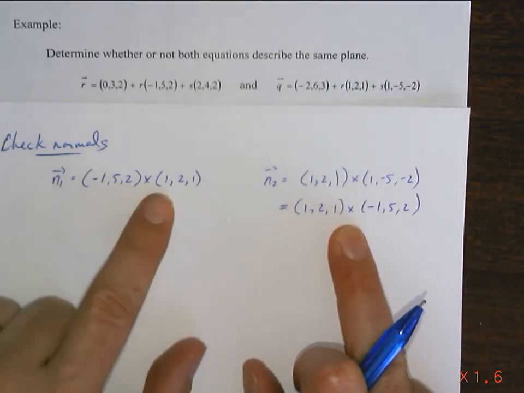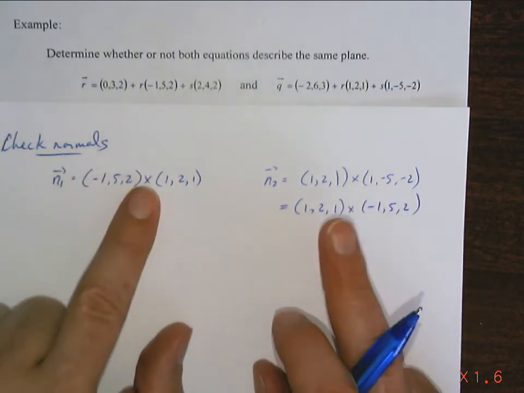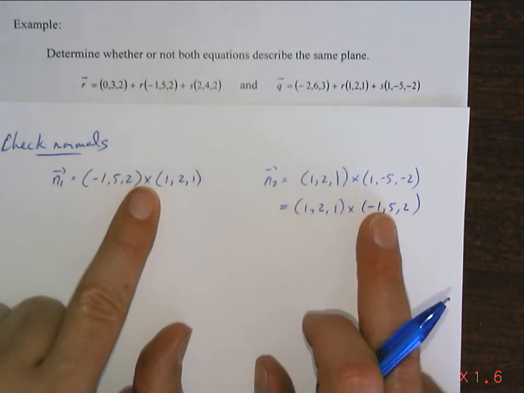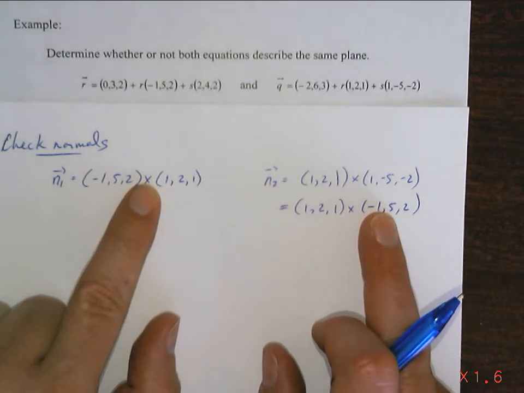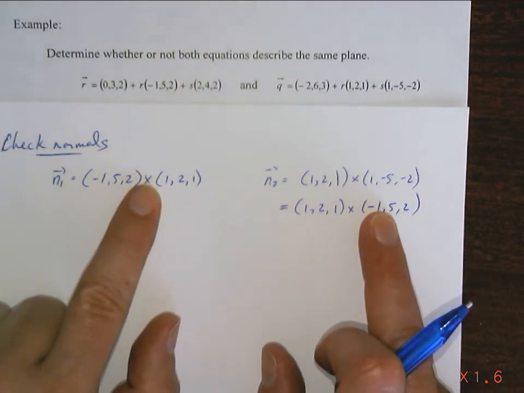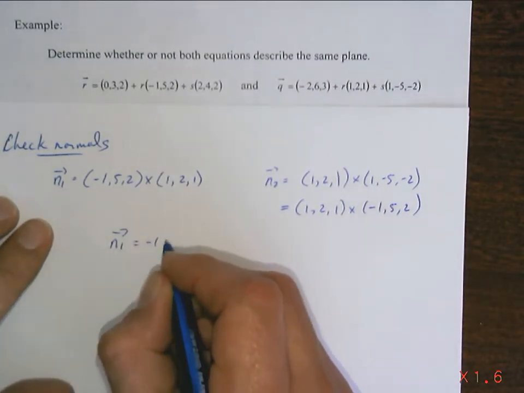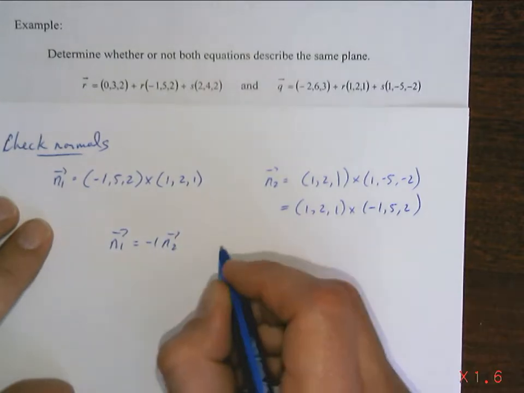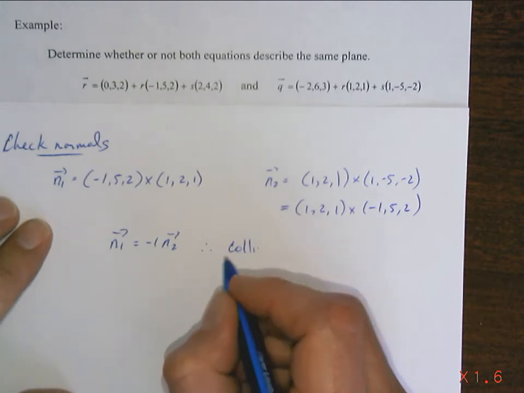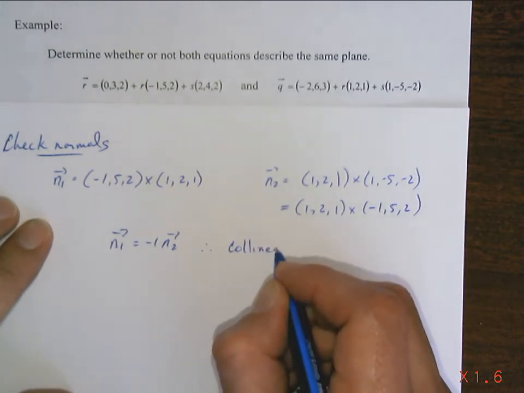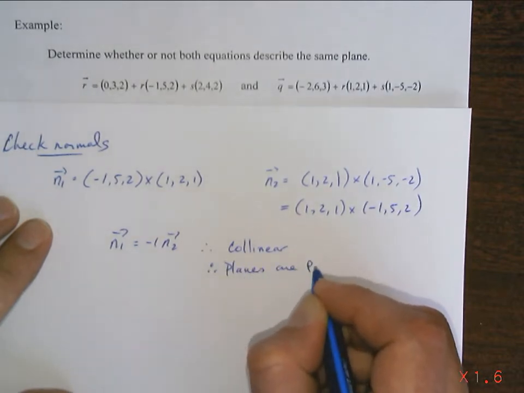Come on, the cross of these two vectors, and oh, well, hold on. Let's be honest. The cross of these two vectors will, in fact, be a different vector than the cross of these two vectors. They'll be going in opposite directions, won't they? But they will be scalar multiples of each other, won't they? So normal 1 will be equal to -1 times normal 2, which satisfies, did I say collinear? The normals are collinear. Therefore, the planes are parallel.